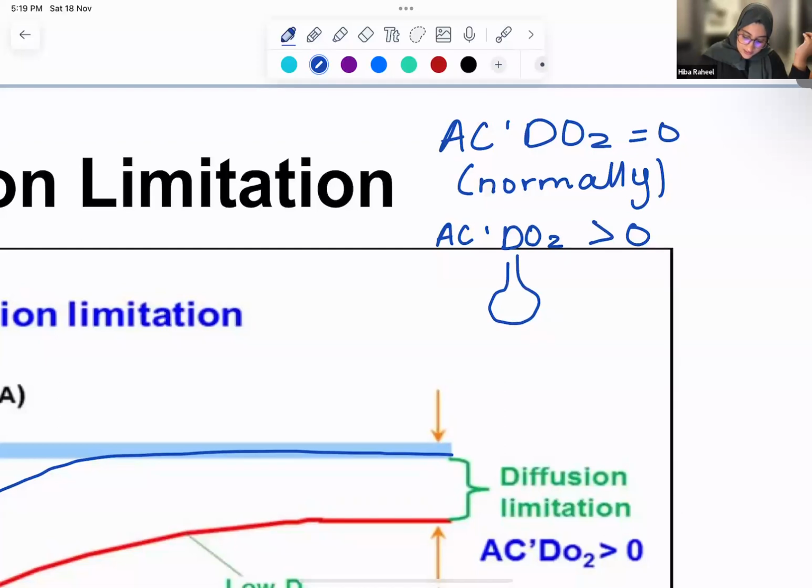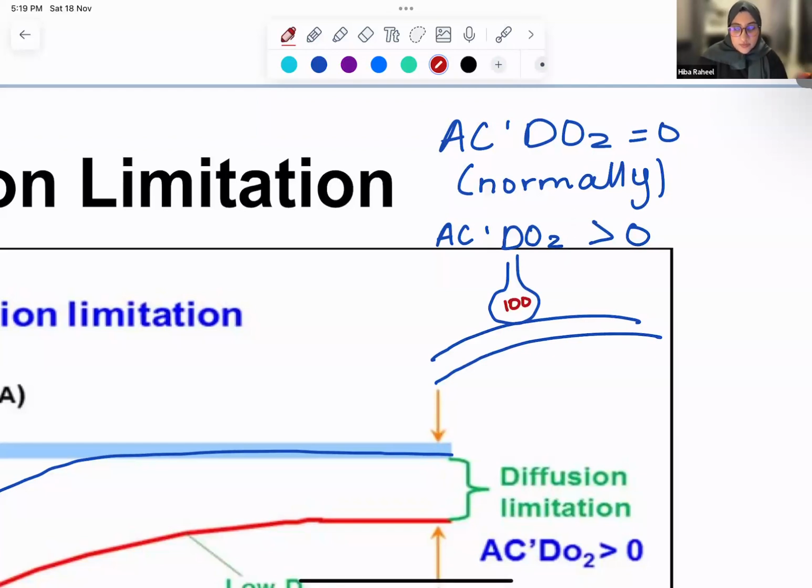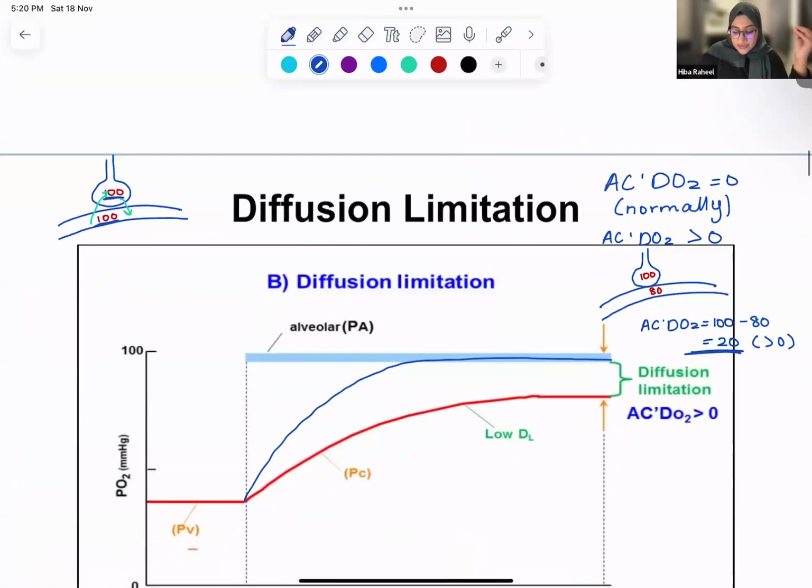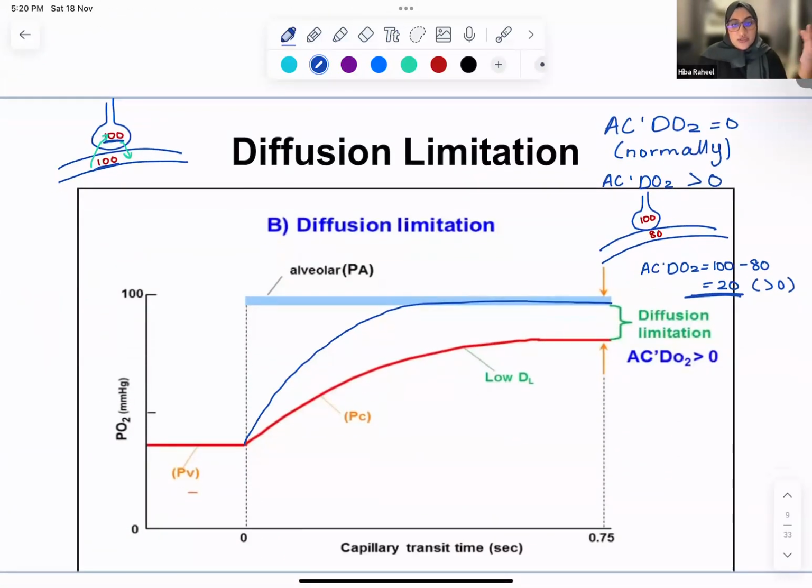This is your alveoli, and this is your blood vessel. If the alveolus has 100 millimeters of mercury of oxygen, in the blood it's going to be around 80. Okay, so what is the A-C DO2 in this case? 100 minus 80, which is equal to 20. And this is greater than 0. So this is the cause of diffusion limitation.